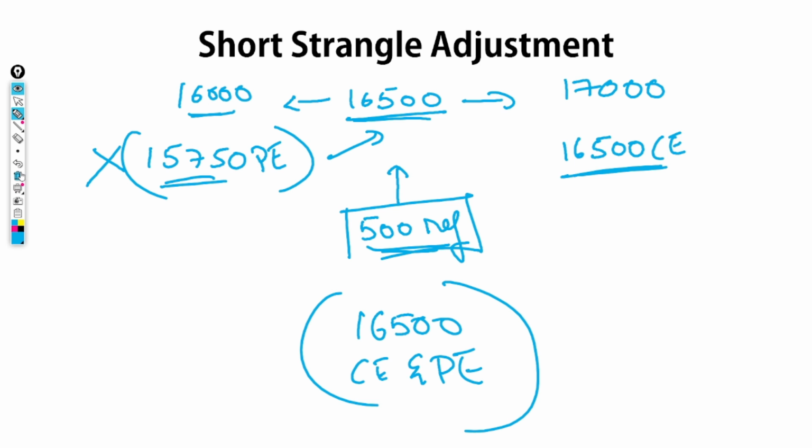So after this, when do you exit? So when do you exit the trade? So this is the trade you have taken and you have now come to a 16,500 short straddle and the market is at 17,000.